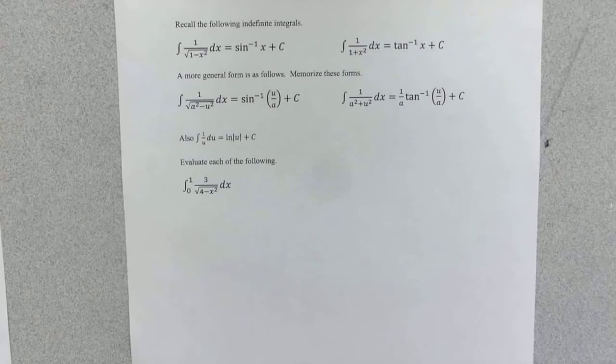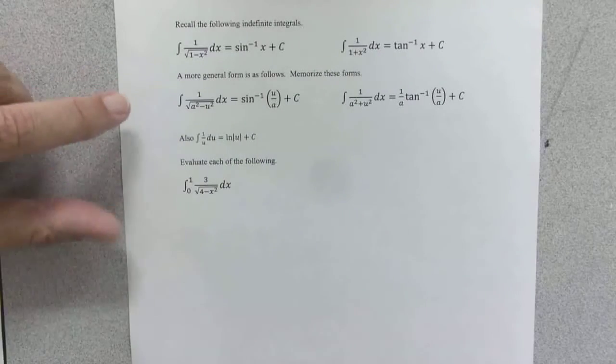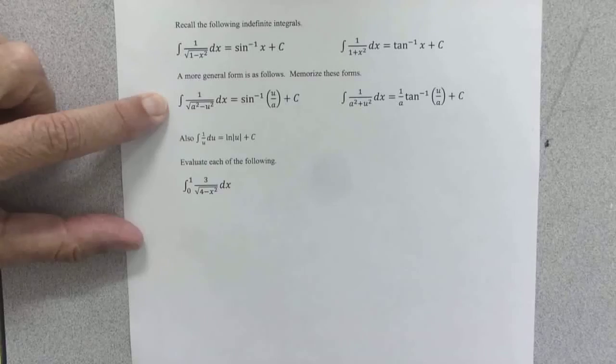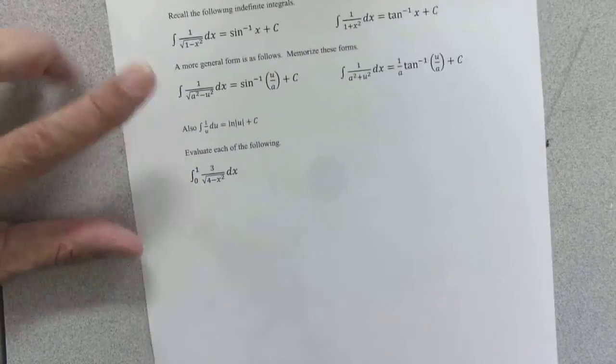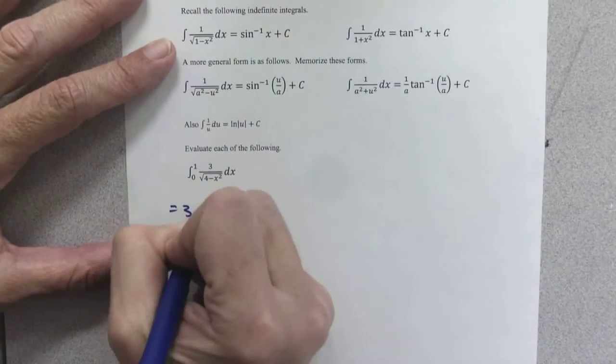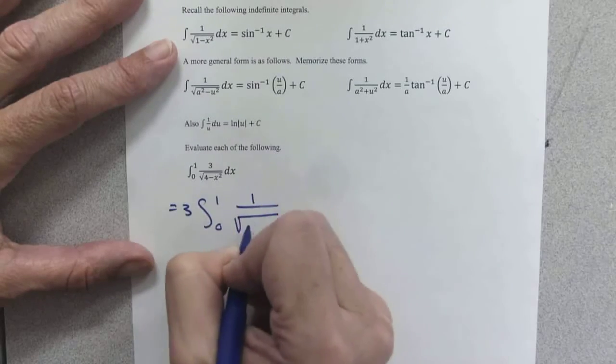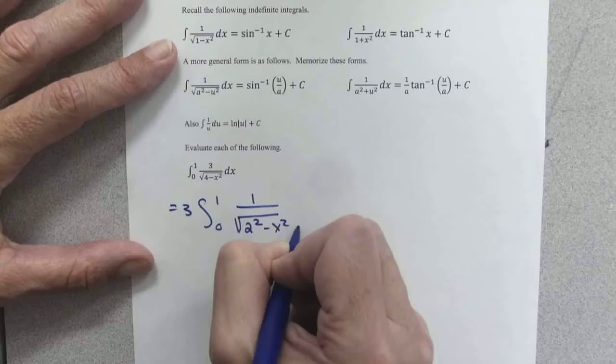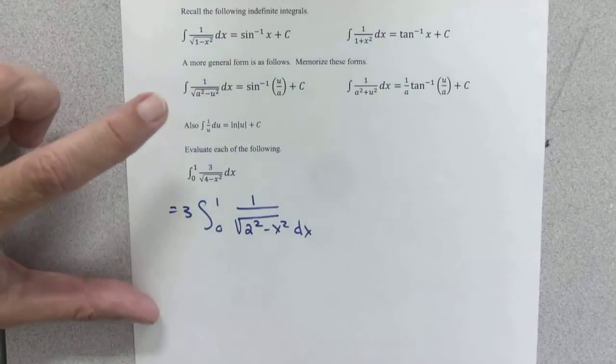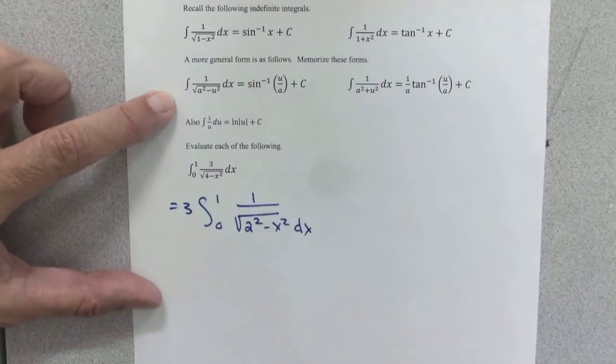Okay, evaluate each of the following. I have to just really look at things and see if I can make it match a pattern that I already know. And I can pretty easily make it match this. I can take that 3 out, and so that's 3 times the integral from 0 to 1 of 1 over the square root of 2 squared minus x squared dx. And then I can just use this guy up here.